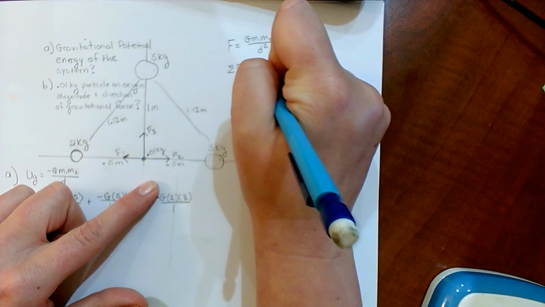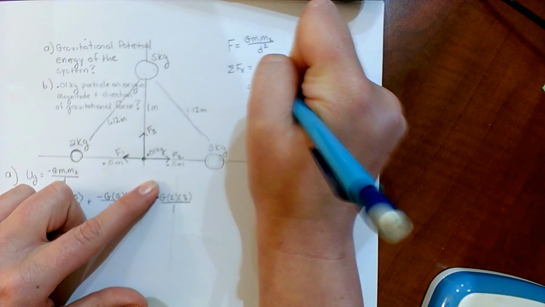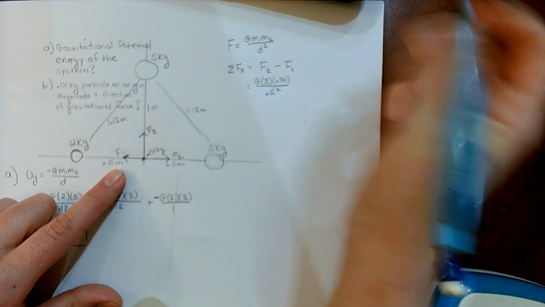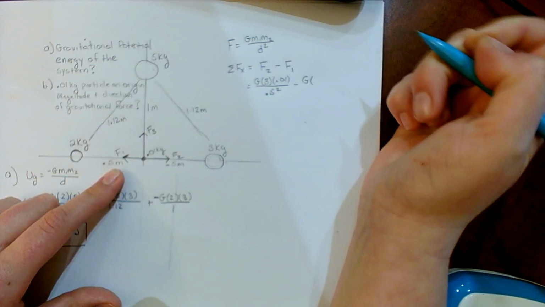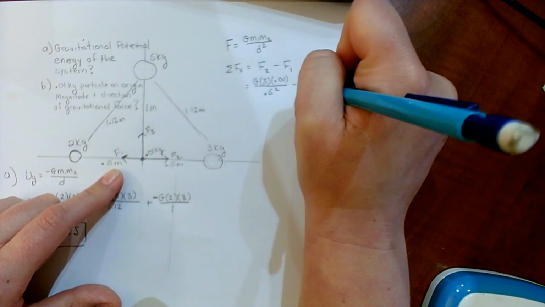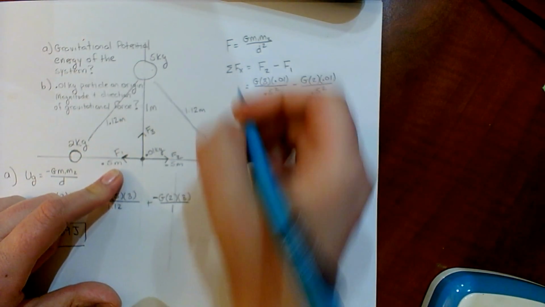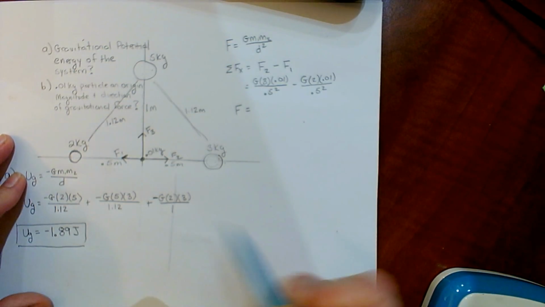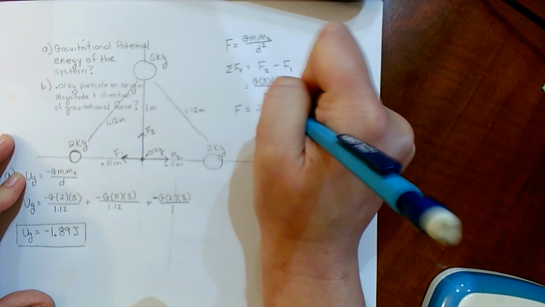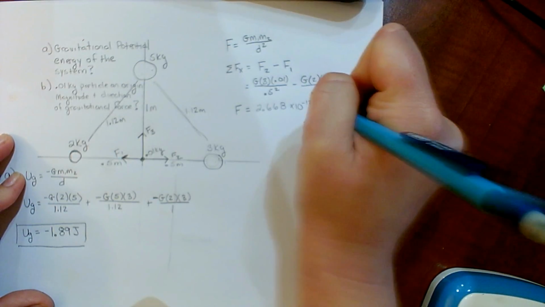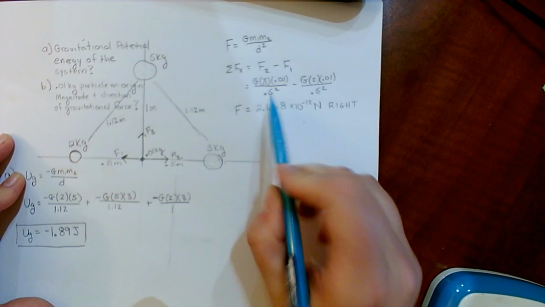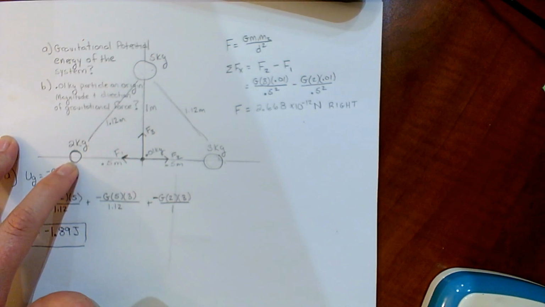So F2 will be G times 3 times 0.01 all over 0.5 squared, minus the force to the left, which is G times 2 times 0.01 all over 0.5 squared. And I'm going to pause a minute to do that calculation. All right, I'm back. I did this calculation here, and I got 2.668 times 10 to the negative 12 newtons in the X direction, and that's going to be to the right because it's positive. If this one would have been bigger, we would have gotten a negative number, which means it's to the left, and that makes sense because the bigger mass is here on the right.